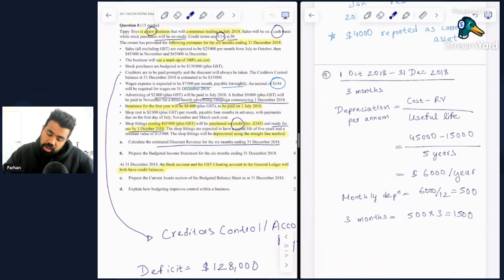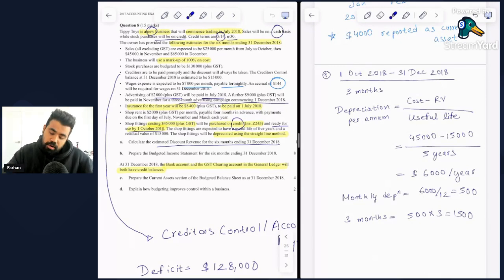All right, so you can see as part of the cost, I didn't include the GST. Why? First of all, this asset was purchased on credit. And secondly, this GST that we would pay on the shop fittings doesn't form part or basis of the cost, because this is GST paid on purchase of assets, which is what we show in the GST clearing account. And when we show this in the GST clearing account, we're going to show this in the debit side of the GST clearing account to reflect a reduction in liability or the amount that we owe to the ATO.